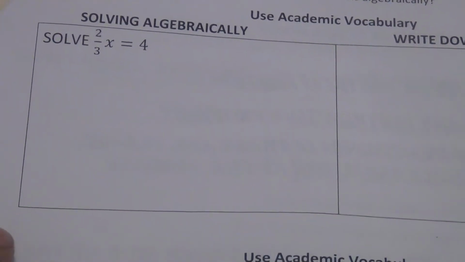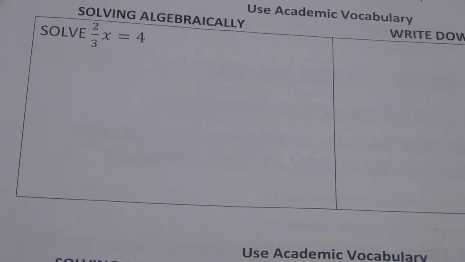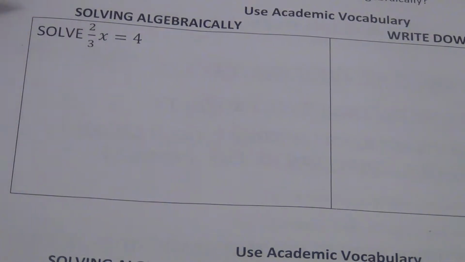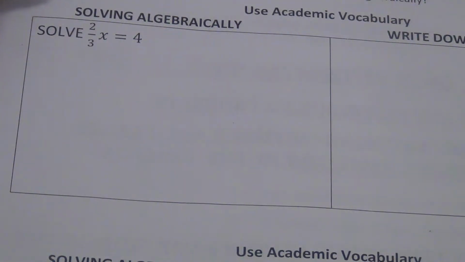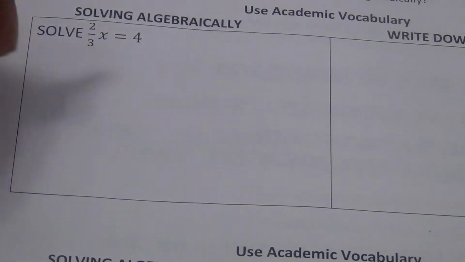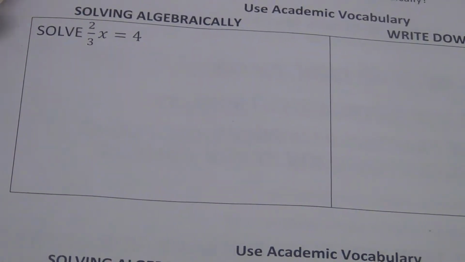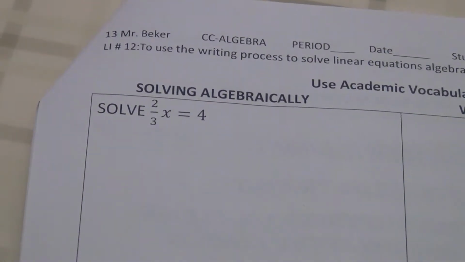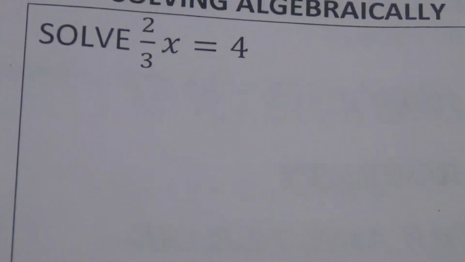Okay. Look, for example, do I have distributive property? No. Do I have fractions? Yes. Okay. So if I do have fractions, I'm going to have to multiply by the common denominator. In this case, the common denominator is 3. You know what? Let's just do it right here. I want to show you.